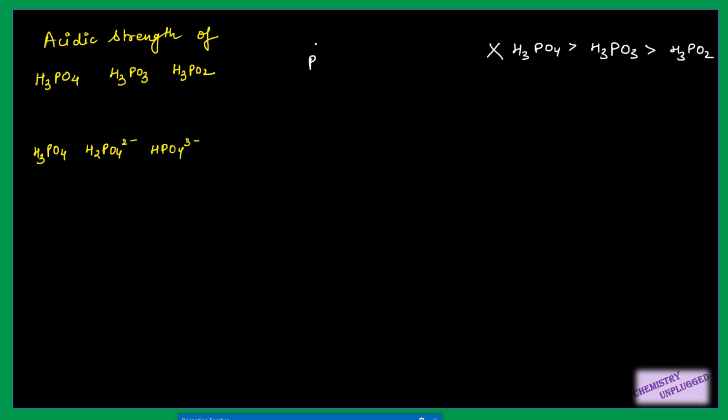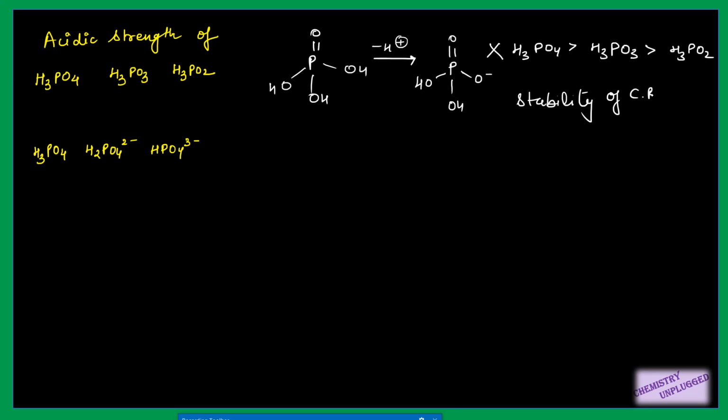First we have to draw its structure. Whenever you are drawing the structure of an oxo acid, first write down the double bond O, then you can place the other things. This is your H3PO4. If this H3PO4 donates a proton, meaning it is acting as an acid, it will form a conjugate base like this. And the stability of the conjugate base defines the acidic strength of this acid. If the stability of the conjugate base is higher, then the acidic strength will be higher.